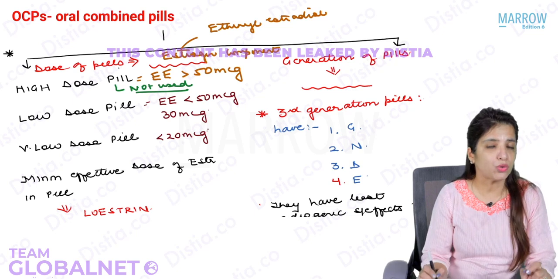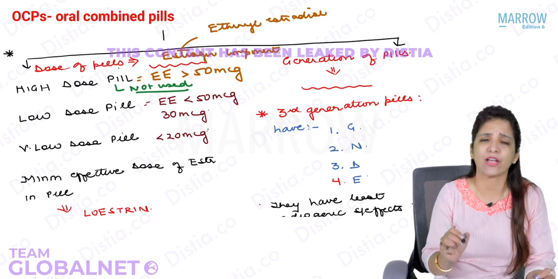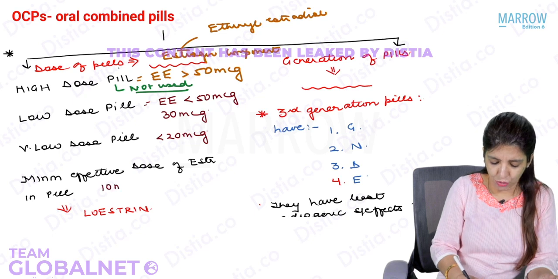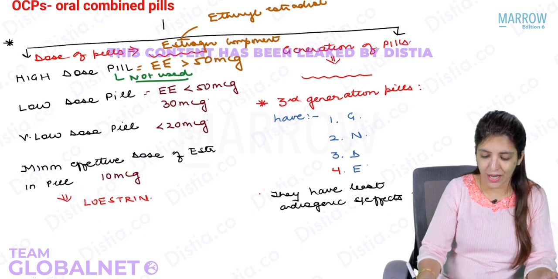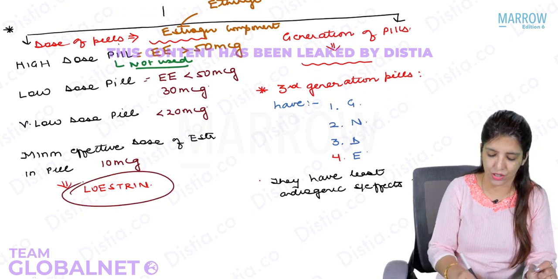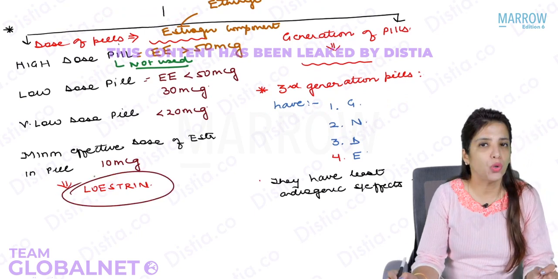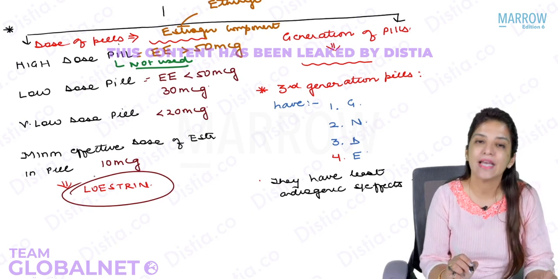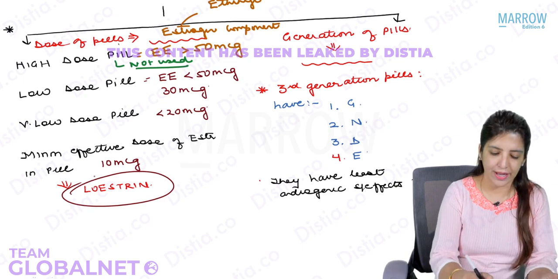Also remember that the minimum effective dose of estrogen in a pill is 10 micrograms, and we have a pill which has 10 micrograms of ethinyl estradiol, and that is Loestrin. So Loestrin has estrogen around 10 micrograms. This is one way of classifying the pills.